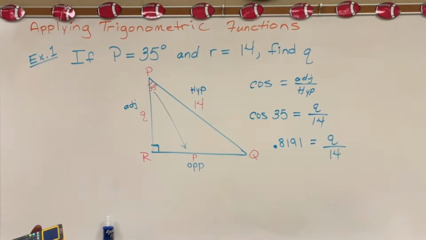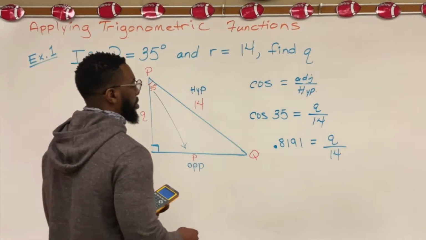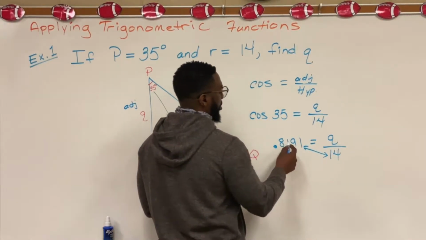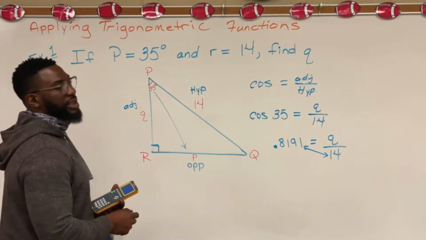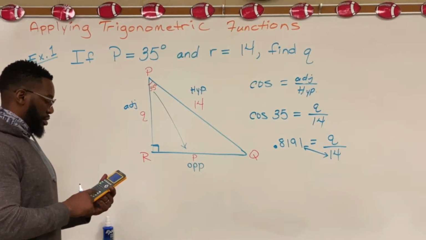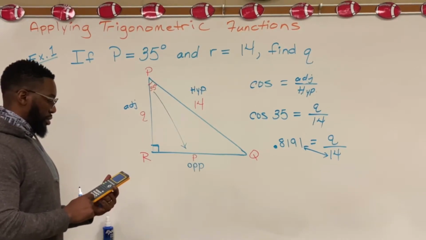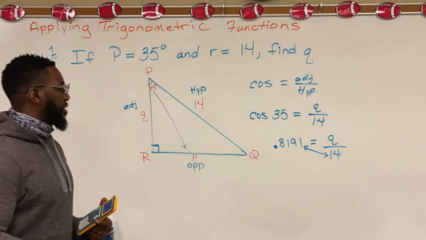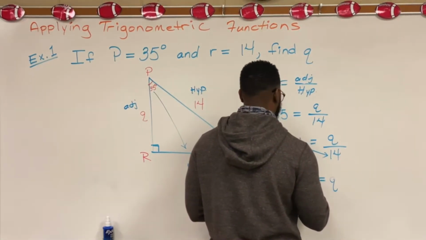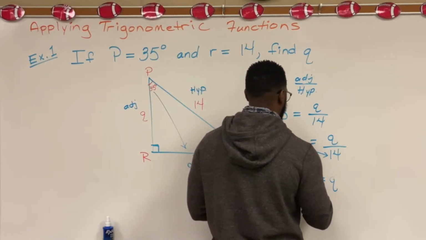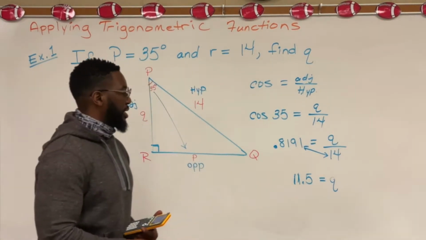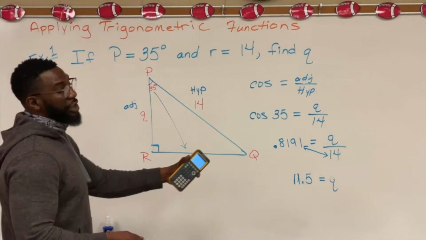Okay? Now, the next step is real simple. We multiply. We have 0.8191 times 14, which gives us 11.5 when rounded to the nearest tenth. All right, so side Q equals 11.5.